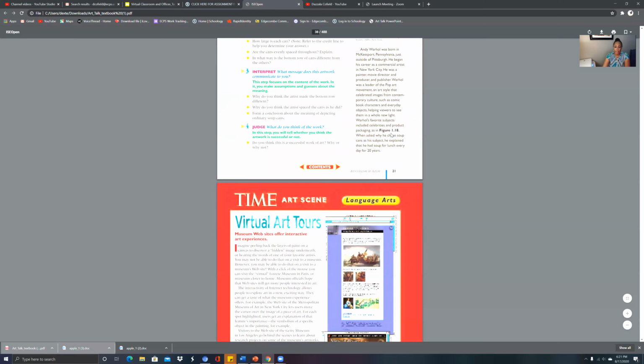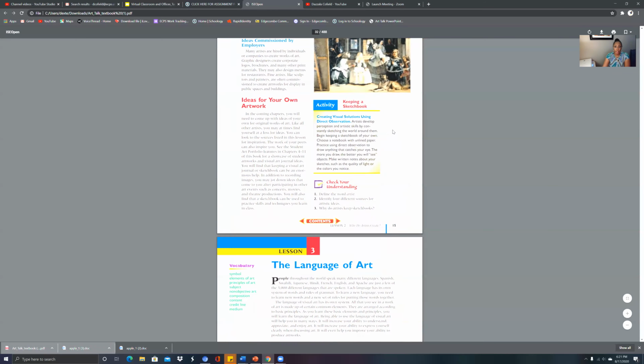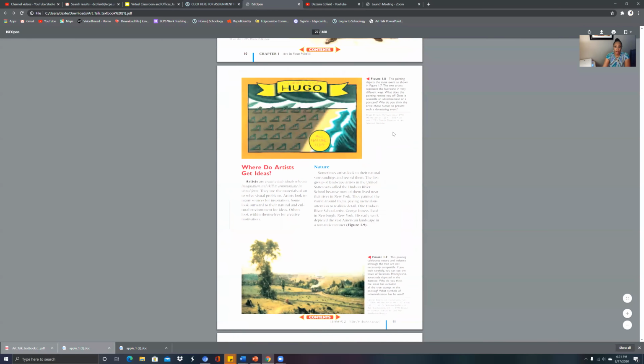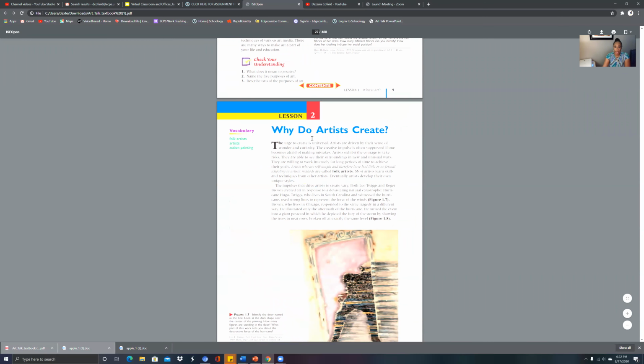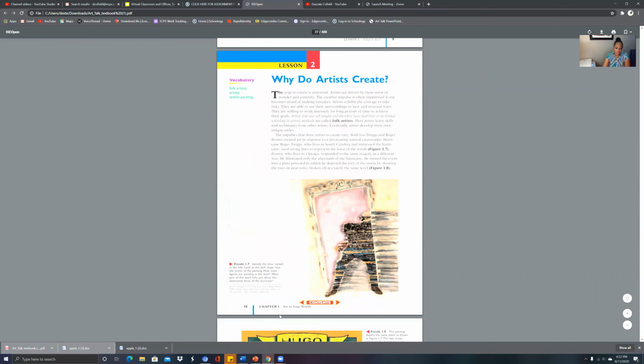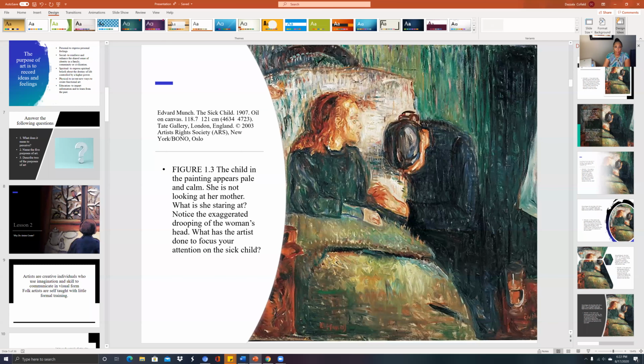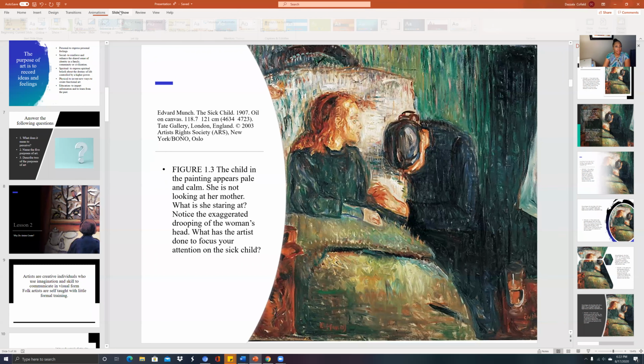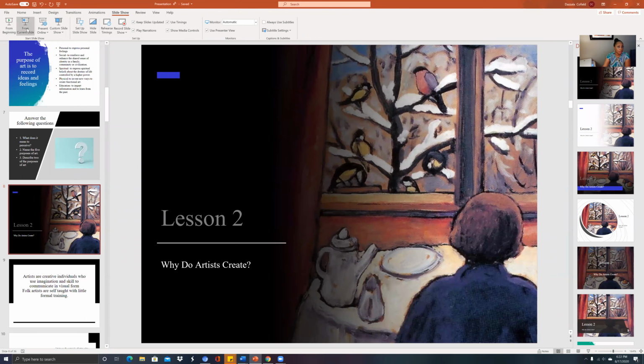Lesson 2 is going to basically get us to understand about artists and why artists create. This is the section that we're on. Your vocabulary for this particular chapter is folk artist, artist, and action painting. So we want to kind of understand, and I'm going to pull up my PowerPoint. Hopefully you can see my PowerPoint. If not, just follow along with me in the book. So I'm going to click here for lesson 2.